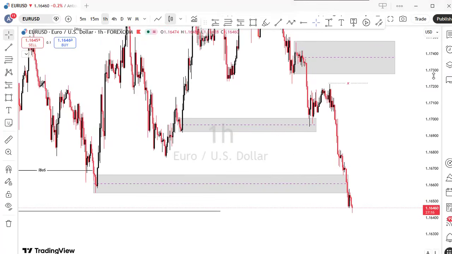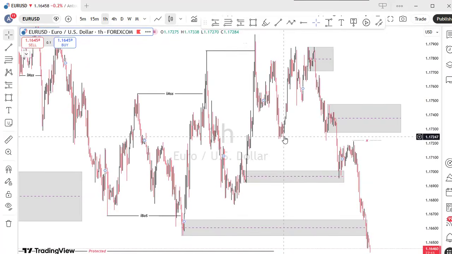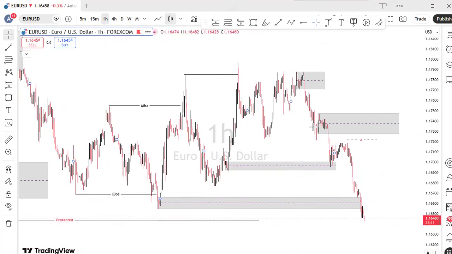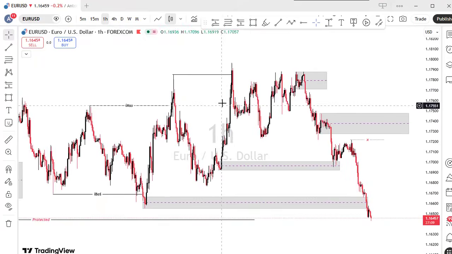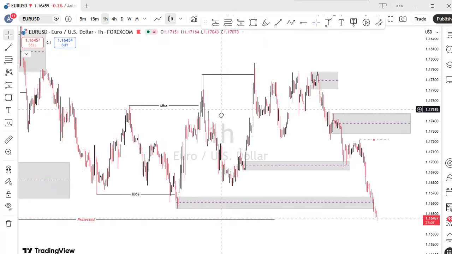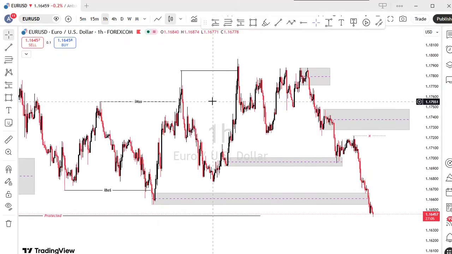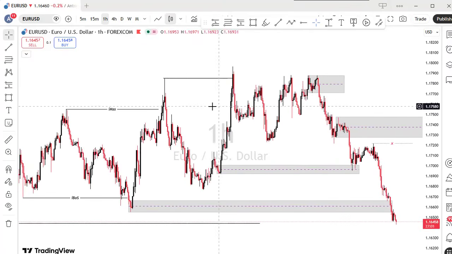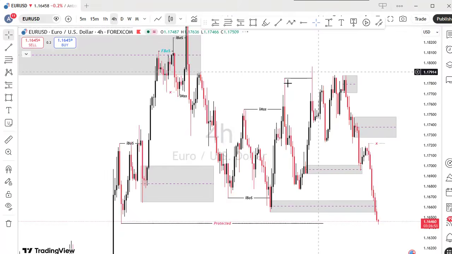So this is why I always advise at least do your analysis from the higher time frame, at least the 4 hour time frame and above. Even if you have a structure on the 1 hour time frame, always make sure you confirm it on the 4 hour time frame. Because sometimes the 1 hour time frame might give you a fake breakout like this one. You have a break, but when you go to the 4 hour, it's just a sweep of liquidity.